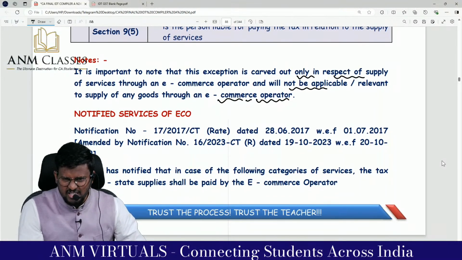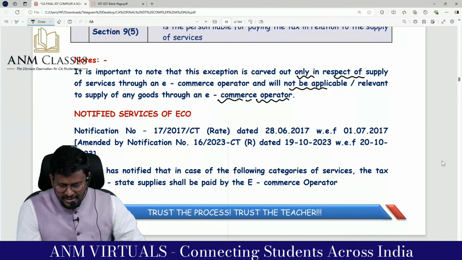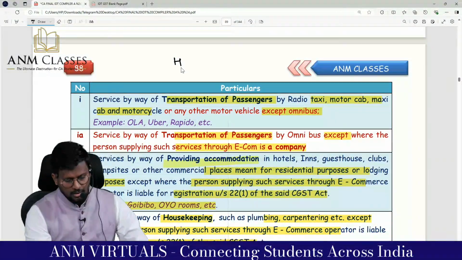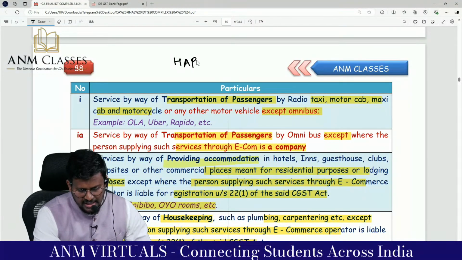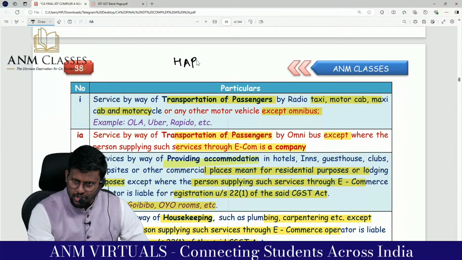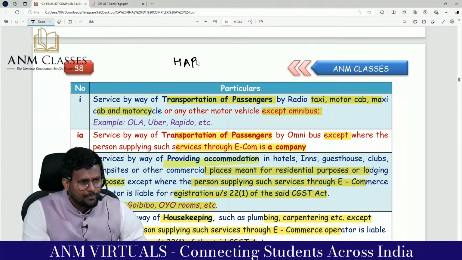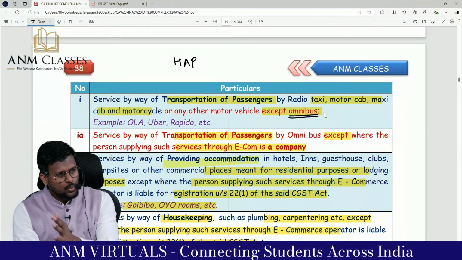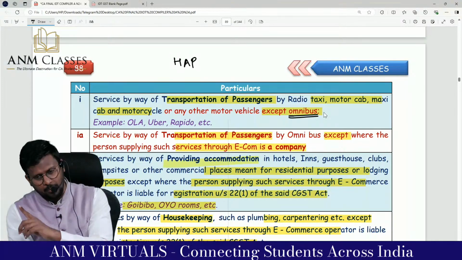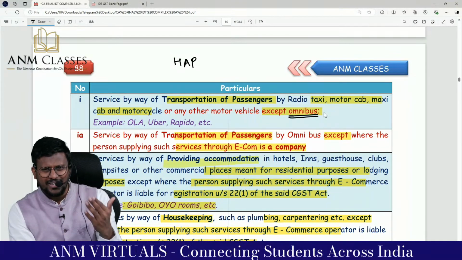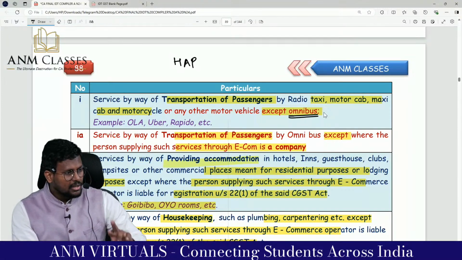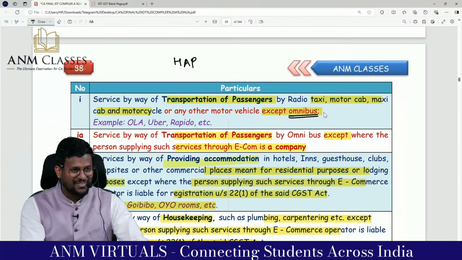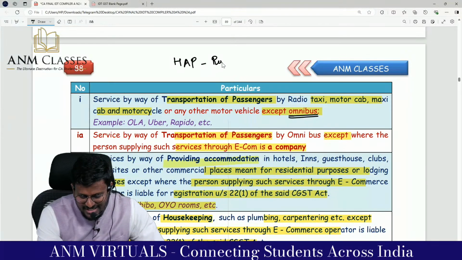Yes, sir. We have a specific notification under 9(5). Which is HAPPY: H stands for housing, A for accommodation, P for passenger transportation services, P for, and Y for. Happy services at a restaurant. But passenger transportation has a new exception, which is omnibus. If that omnibus service is provided by a company, then forward charge will be applicable. If the omnibus service is provided by other than a company, then RCM or ECO charge will be applicable.